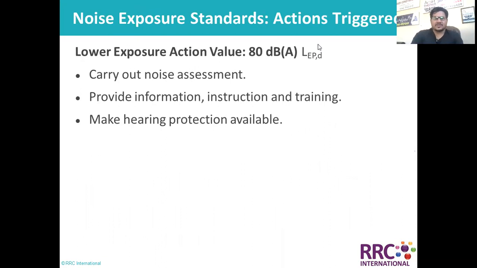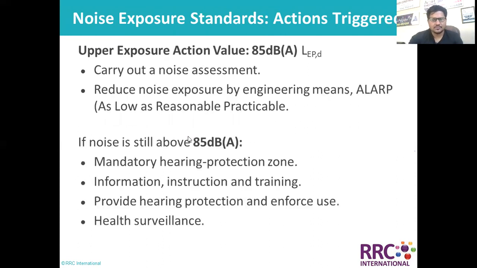Now, the actions triggered by noise exposure. At the lower exposure action value of 80 decibel, carry out the noise assessment, provide information, instruction, and training, and make hearing protection available. If the upper exposure action value of 85 decibel is reached, carry out a noise assessment and reduce noise exposure by engineering means as low as reasonably practicable. If noise is still above 85 decibel, it is a mandatory hearing protection zone: provide information, instruction, and training, provide hearing protection, and enforce its use. Health surveillance would also be needed.